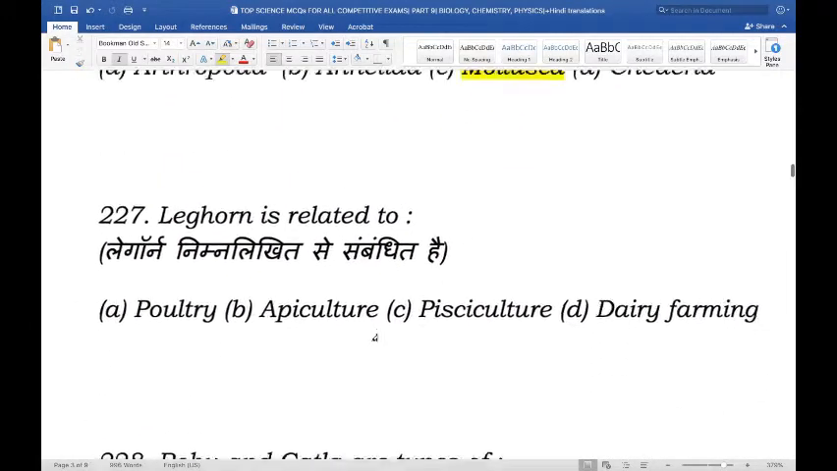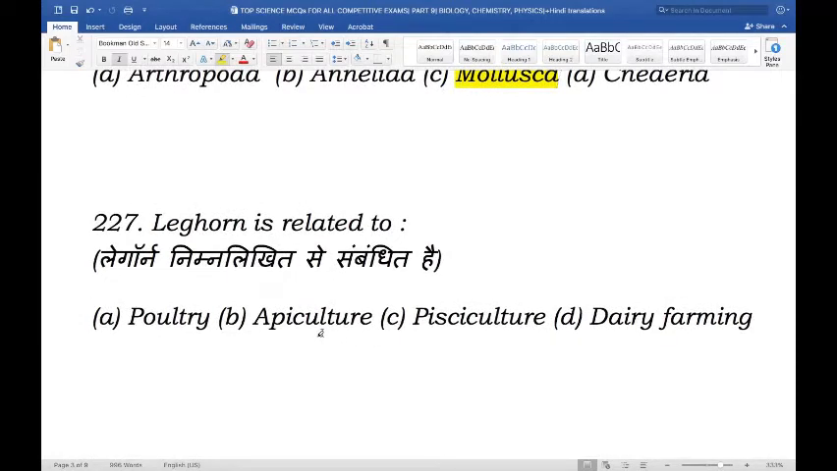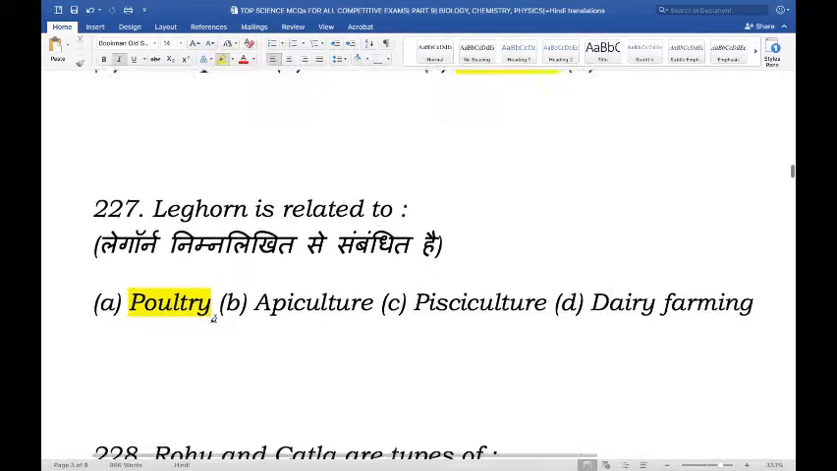Next question. Leghorn is related to, is it A, poultry, B, apiculture, C, pisciculture, or D, dairy farming? So again, Leghorn is a breed of chicken originating in Tuscany, which is located in central Italy. So Leghorn is related to poultry. Poultry is defined as domestic fowls, and other examples consist of turkey and duck. So turkey, duck, chicken, and leghorn are all examples of poultry.